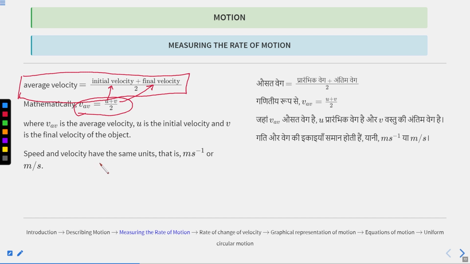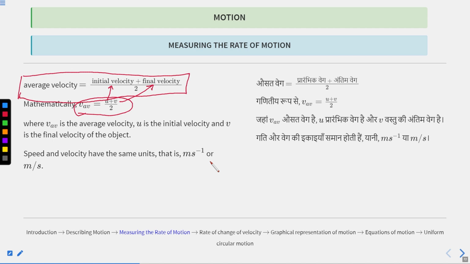Speed and velocity have the same unit, that is meter per second, because direction does not have any units. In unit terms speed and velocity are the same, similar to distance and displacement, which are the same in units but have different definitions. Similarly, speed and velocity have different definitions but the same units. Both describe the rate of change of motion, but one includes direction and the other does not.